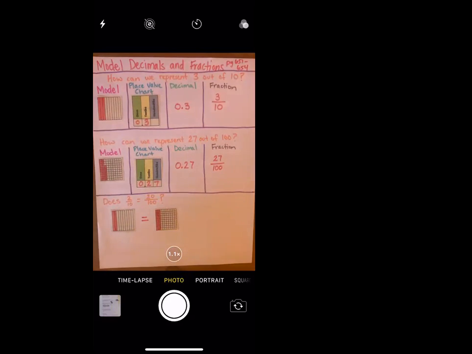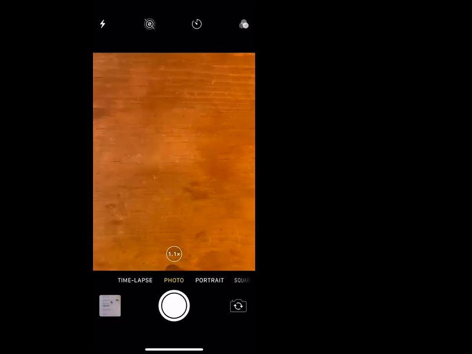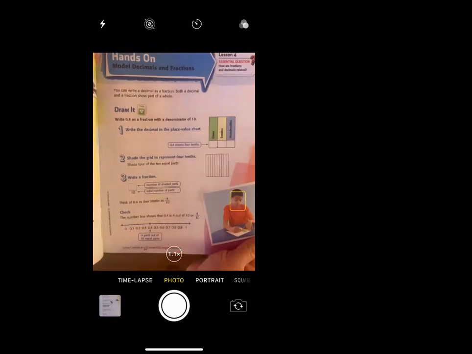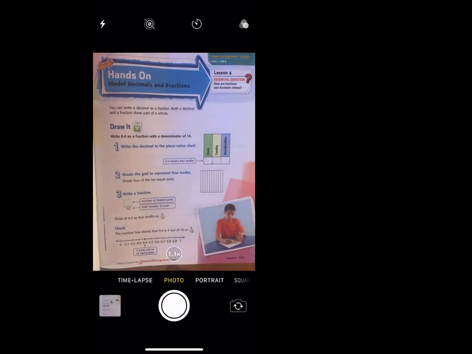All right, so now I'm going to take us over to our book work. We have our page 651. So it says you can write a decimal as a fraction. Both a decimal and a fraction show a part of the whole.